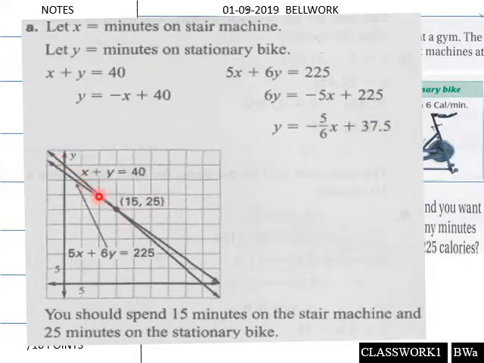So we have two different lines here. You should spend 15 minutes on the stair. This is where they intersect. And 25 minutes on the stationary. So you would have two lines here. Let x equal minutes on stair and y equal minutes on stationary to equal 40.